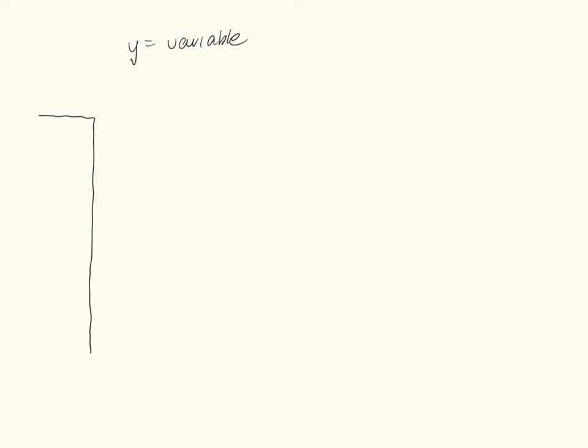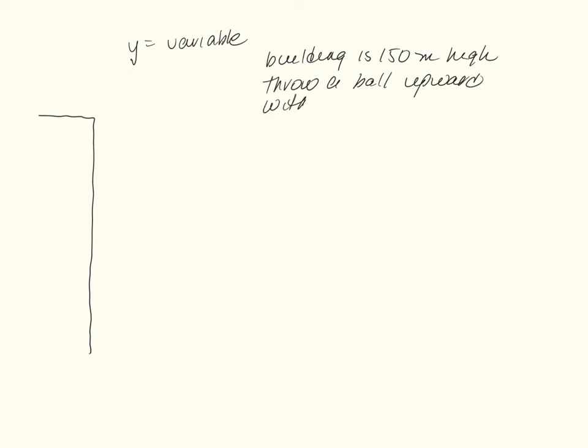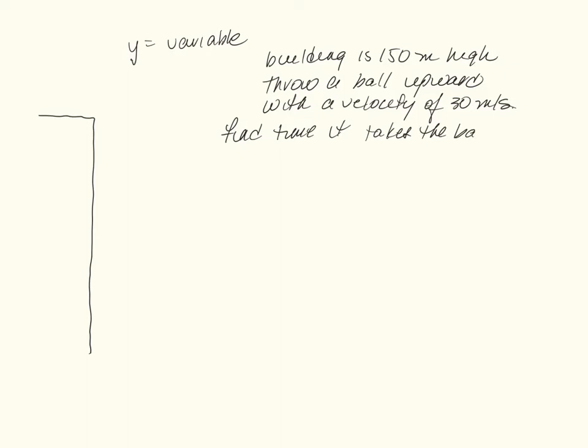So we're going to take the case where we have a building, and the building is 150 meters high, and someone is going to throw a ball upward with a velocity of 30 meters per second. What we'd like to do is find the time it takes the ball to hit the ground.